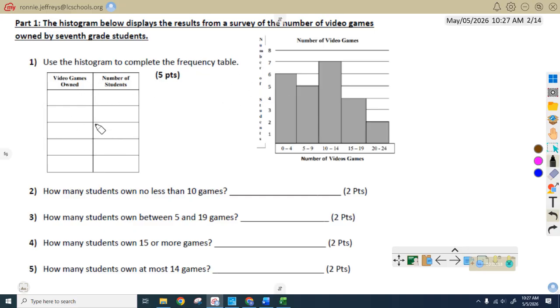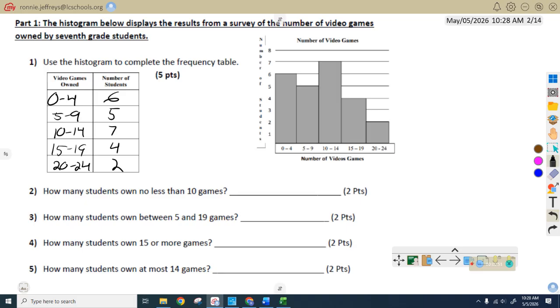The only reason I included this question on number 1 is because I thought it'd be a good way to organize your numbers. Okay, so 0 to 4 students, there we go. This is 5 to 9. There's 5 of those. 10 to 14, there's 7. 15 to 19, looks like 4. And then 20 to 24, there's 2.